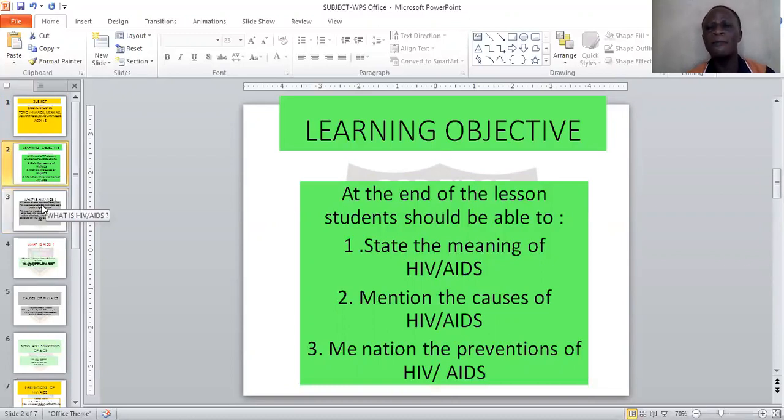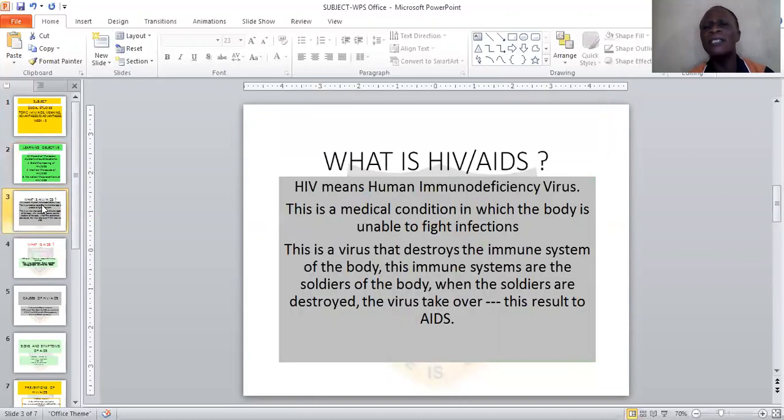Take your pen, take your jotter, jot down something. What is HIV/AIDS? Let's talk about HIV. You know, it's very rampant in the town. People are saying AIDS, you may not even know the meaning. It's a deadly disease. So HIV means human immunodeficiency virus. It's a virus that kills. Not only this coronavirus, there are many viruses outside there that kill people.